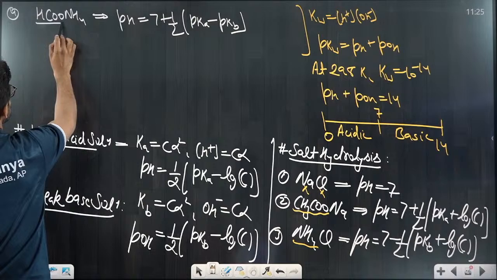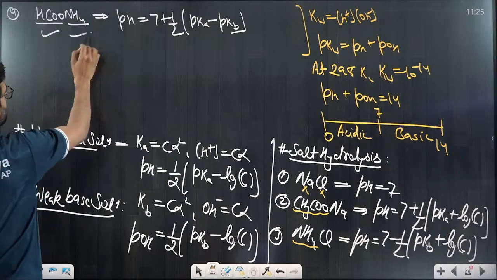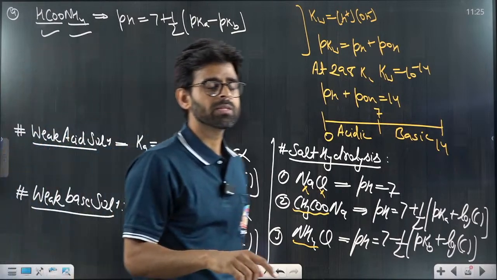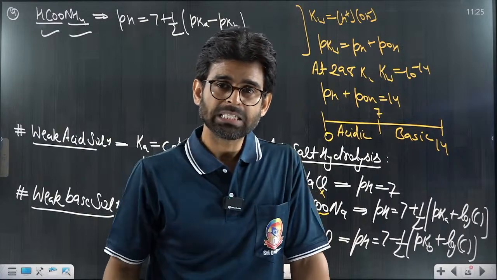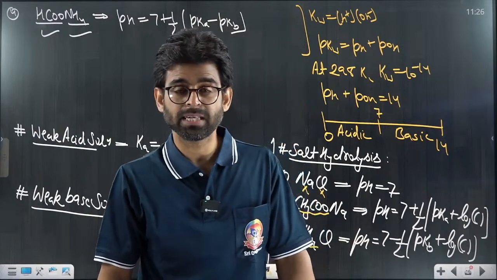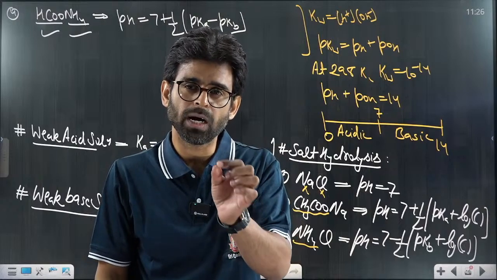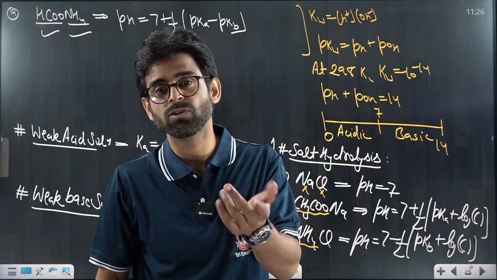Salt of weak acid, weak base. So both will do hydrolysis. This type of salt gives us cationic as well as anionic hydrolysis. I'm saying once again, only those ions can do hydrolysis which are part of weak acid or weak base.